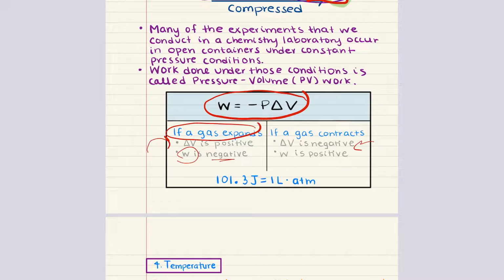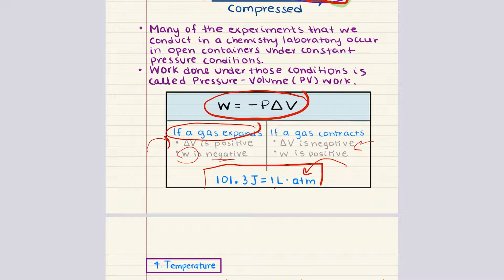So if a gas expands, remember the system does work on the surroundings, delta V is positive, W is negative. If the gas contracts, the surroundings do work on the system, delta V is negative, W is positive. The last thing in this section that we should know is the following conversion. 101.3 joules is equal to 1 liter times atmosphere. This might come in handy later on, but it's just an important conversion to commit to memory for the MCAT.